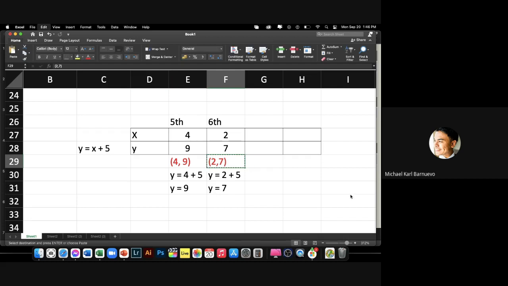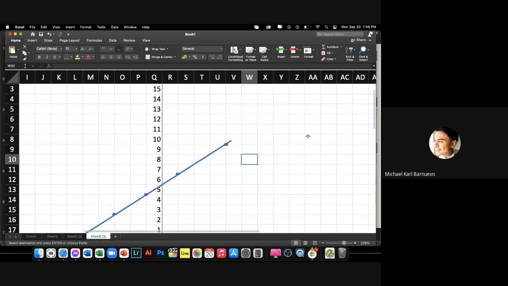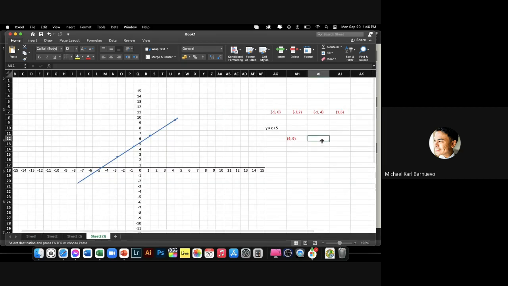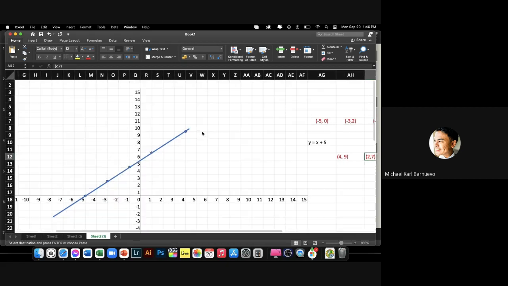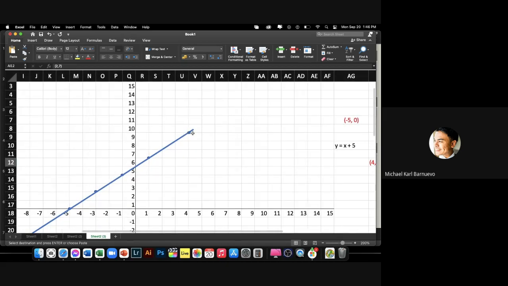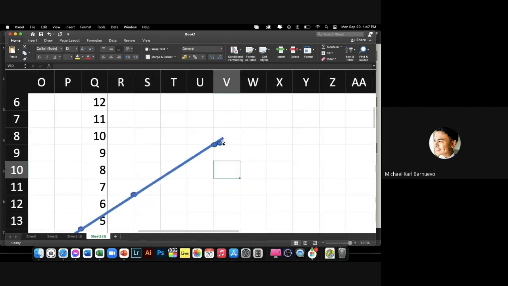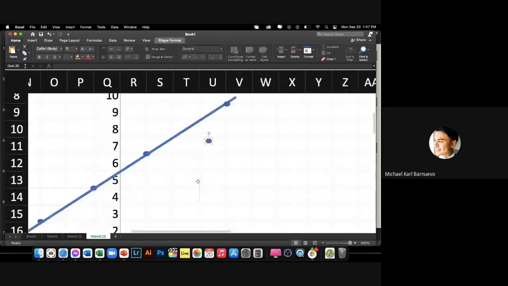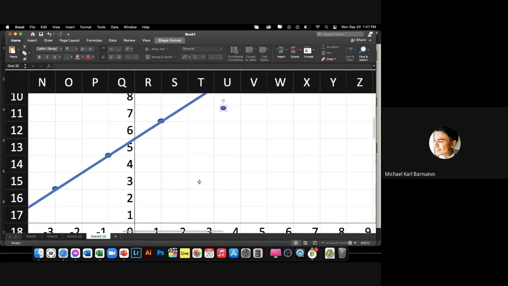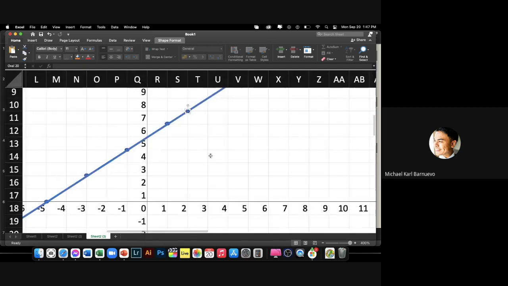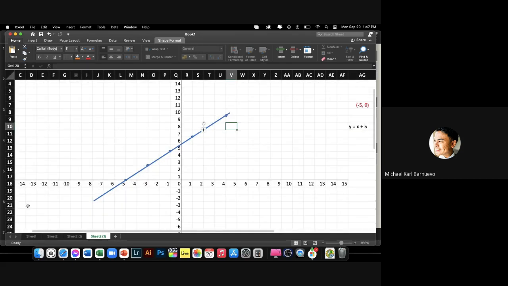Transfer natin to over here. And this is our 6th coordinate, 2 and 7. Let's see if it is still in the same line. 2 and 7. Yes, it is still on the same line. Okay? Alright? That's it. That is our first topic muna for algebra.